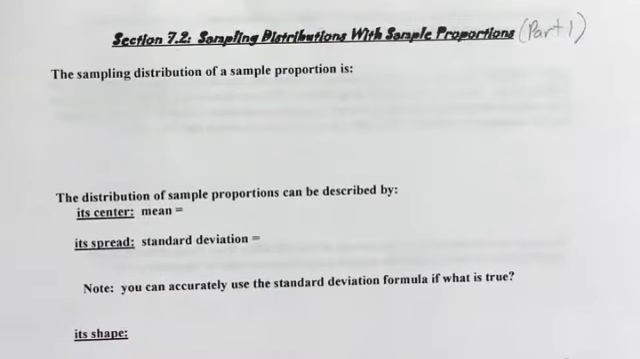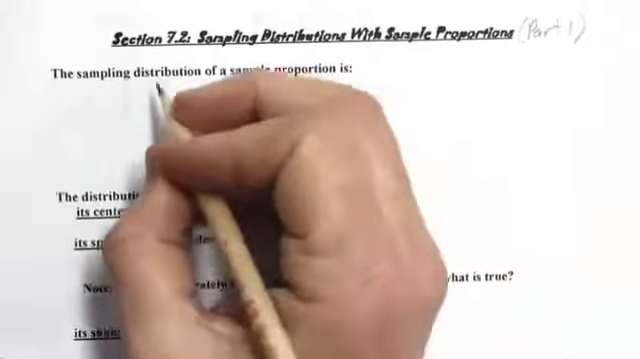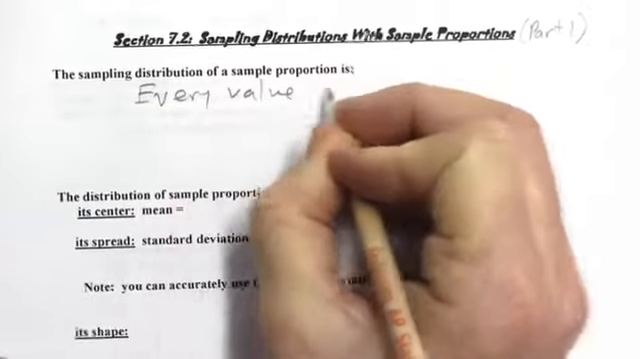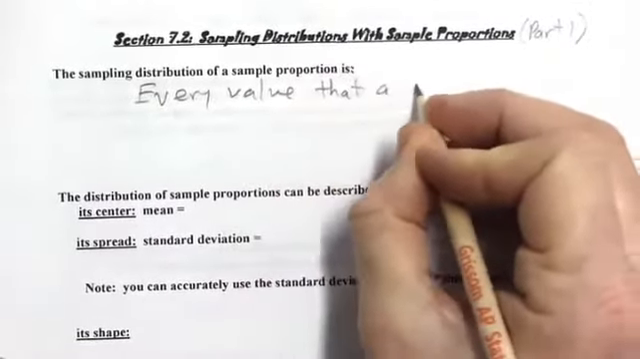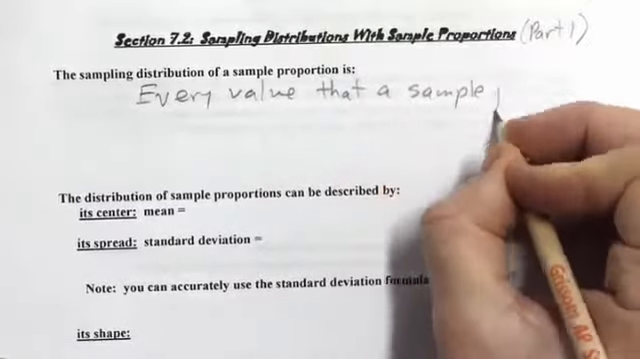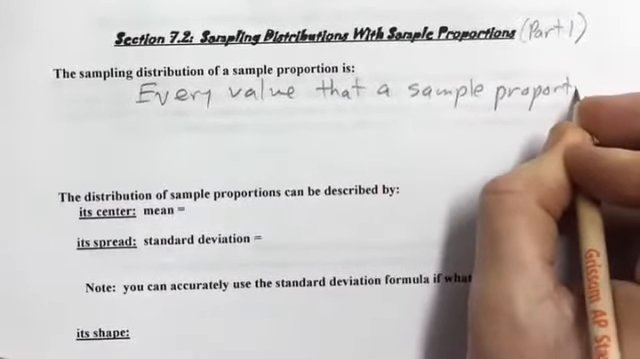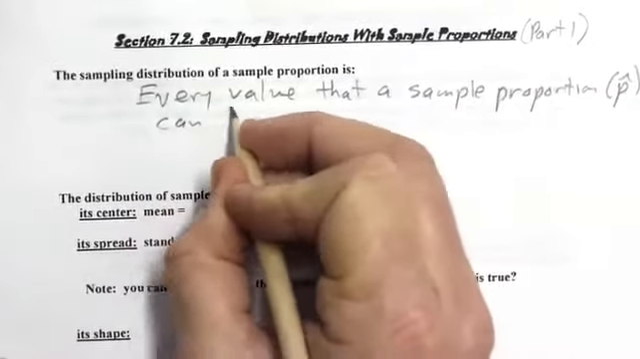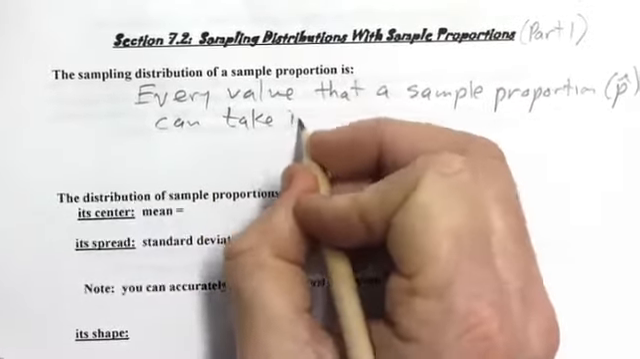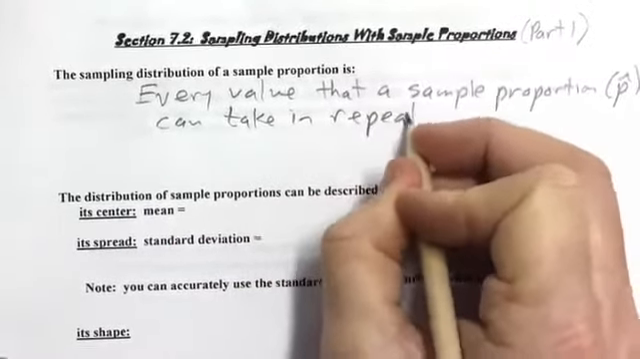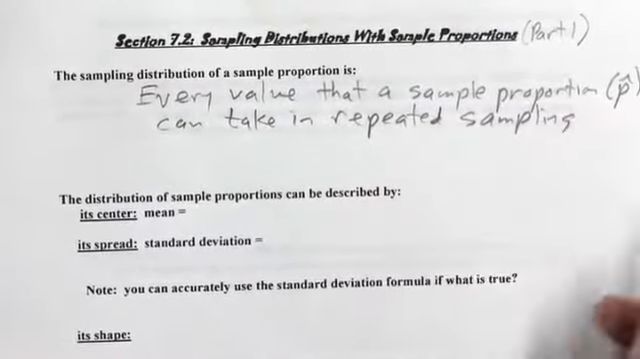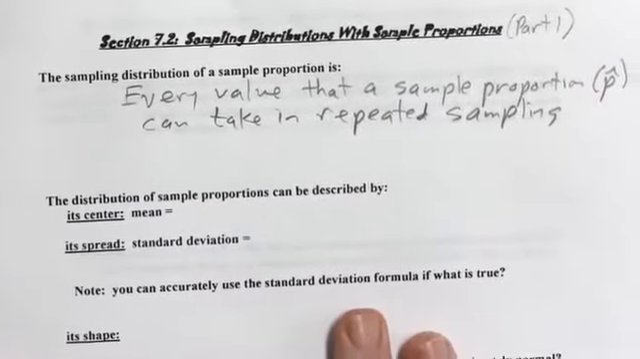But what is a sampling distribution of a sample proportion? We talked about this in chapter 7, section 1. What it is, is every value that a sample proportion, in other words, a p hat, can take in repeated sampling. If we were to take many samples, it is every value the sample statistic, which is a proportion in this case, can take in repeated sampling.